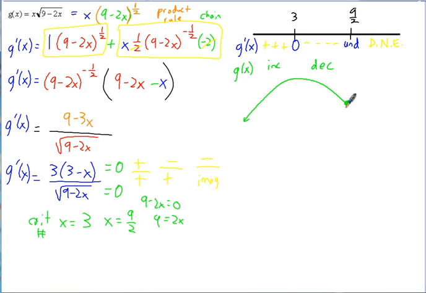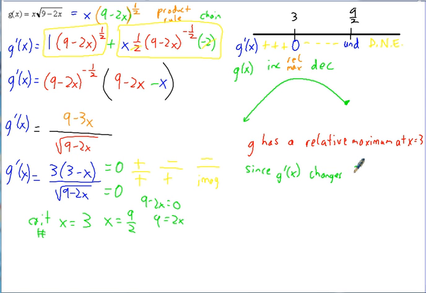So at 3, you can see a first derivative change from positive to negative, so a relative max. But at 9/2, it goes from decreasing to nothing, right? So that's not a relative min or max. So finally, we can say g has a relative maximum at x equals 3. And justify it in the same way: since g prime of x changes from positive to negative, but then you have to specify where that happens, at x equals 3.